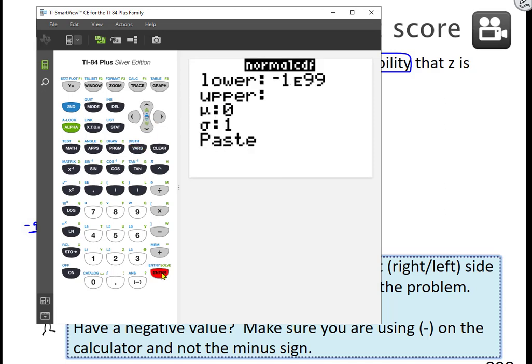And if you have the new operating system like is on your screen, then you can see the 4 things we're going to have to type in: the lower, the upper, the mu, and the sigma. And you can see that they already have a default for the lower, which is negative 1 E, which is just the exponent, like 10 to the 99th power. It's actually scientific notation. We're going to change that, but what are we going to change it to?